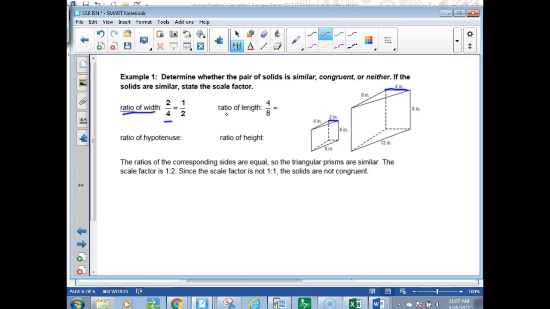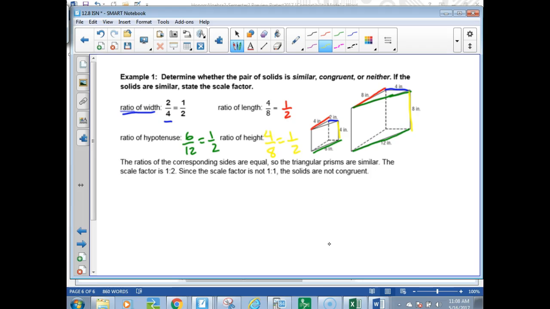Then they're asking us to find the ratio of the lengths. Length is 4 to 8, which reduces to 1 to 2. Then they did find the ratio of the hypotenuses. They're calling these the hypotenuses because these are triangular prisms. The base is a triangle, and that 12, and on the other one it's 6. So 6 to 12, and that reduces to 1/2. What's the ratio of the heights? The heights are 4 and 8. 4 over 8 gives us 1/2.